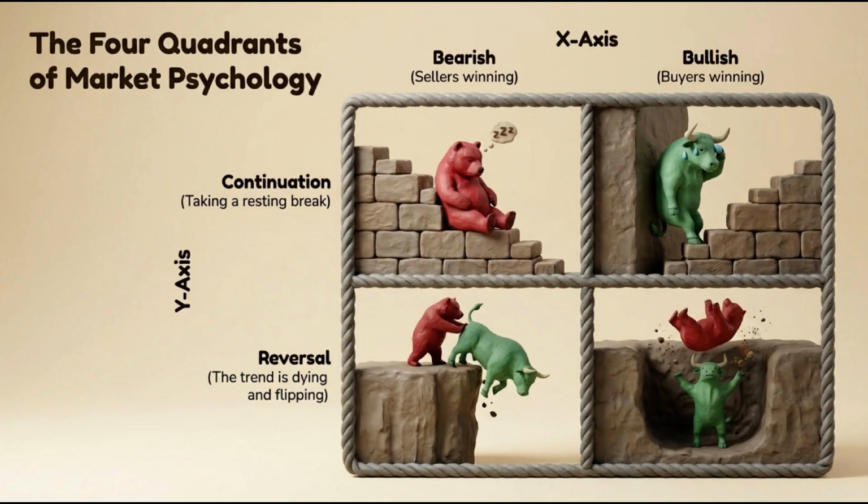Every chart pattern fits into one of four psychological quadrants. We look at two main factors: which side is winning, the x-axis, and whether the current trend is continuing or reversing, the y-axis. A continuation means the winning side is simply taking a quick resting break before pushing further. A reversal is much more dramatic. It means the current trend is dying out and the power is flipping to the other side. Understanding which quadrant you are in tells you exactly what the bull and the bear are thinking.